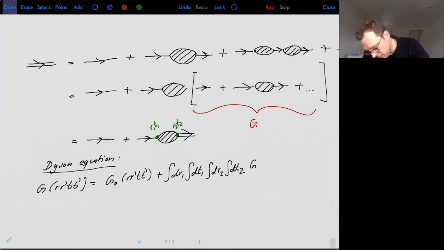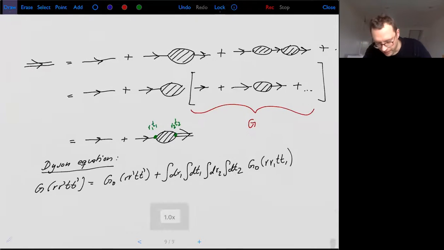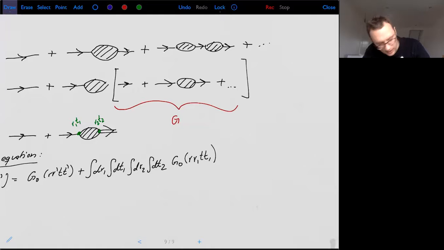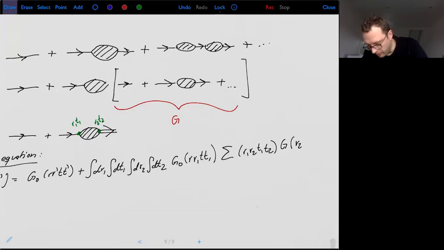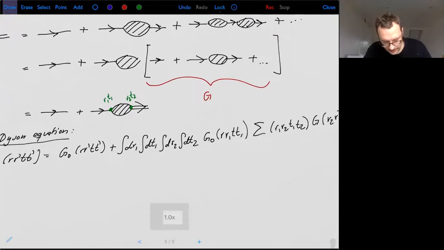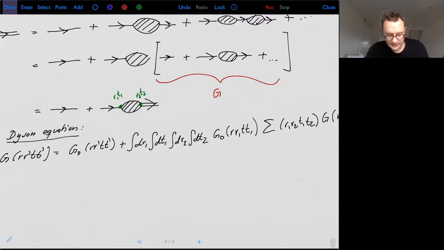And I have a G0, R1, T1. I have my irreducible self-energy sigma, R1, R2, T1, T2, and then I have my interacting Green's function G, R2, R prime, T2, T prime, right? So this is basically the Dyson equation, which we have discovered by revealing this interesting structure in the diagrammatic expansion of the Green's function.